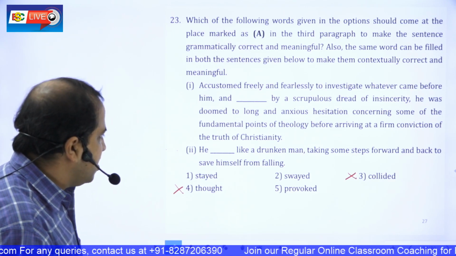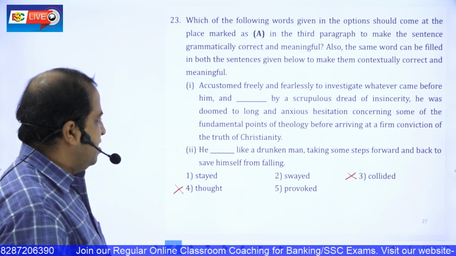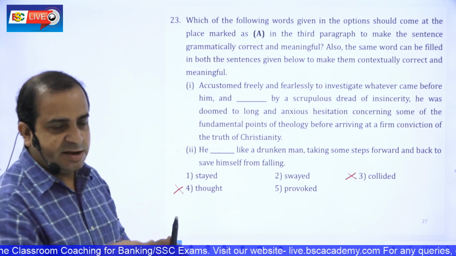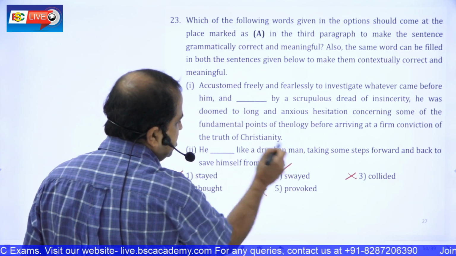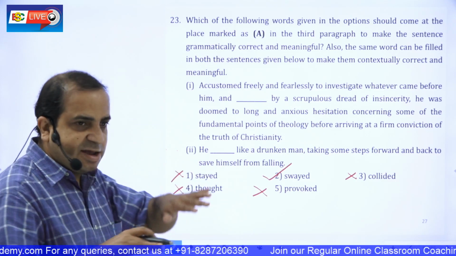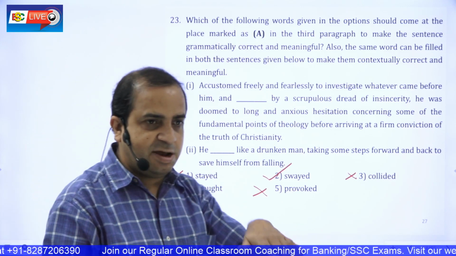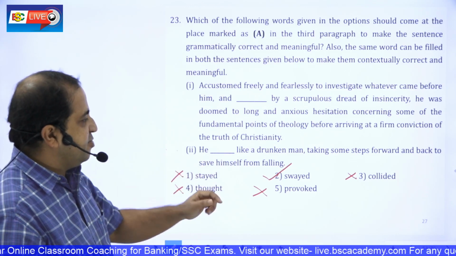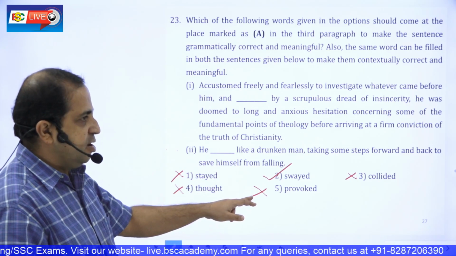He dashed like a drunken man, taking some steps forward and back to save himself from falling. So the drunken man does what? Stay, some steps forward and back. That is staying? No. Provoke? No. Swayed. To sway means to swing. So he swayed like a drunken man, once this side, once that side. Some steps forward and then backward. He swayed like a drunken man, taking some steps forward and back to save himself from falling. It is amply clear from this that 2 will be the answer.